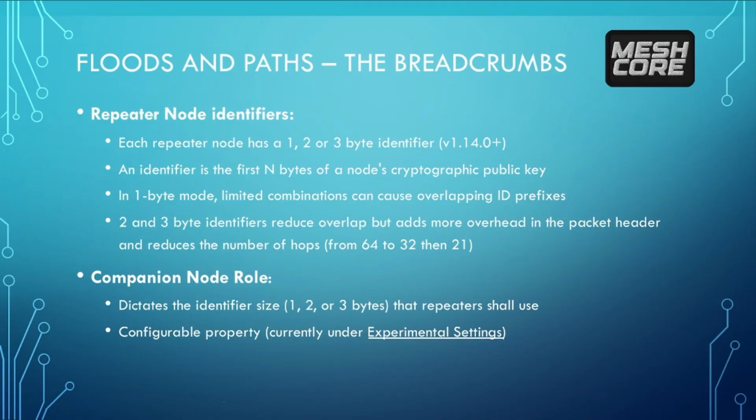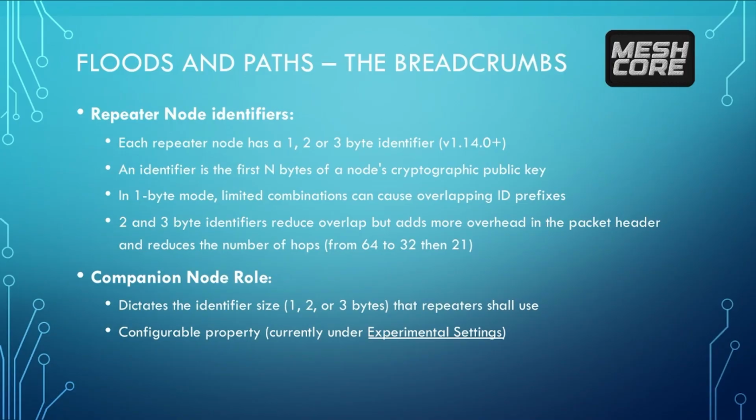Did you read the manual? You are limited to the number of hops. Now, what is the breadcrumb? What does it consist of? Basically, if you were to look at the repeater's public key, the first n number of bytes of that key form the little breadcrumb that identifies it.